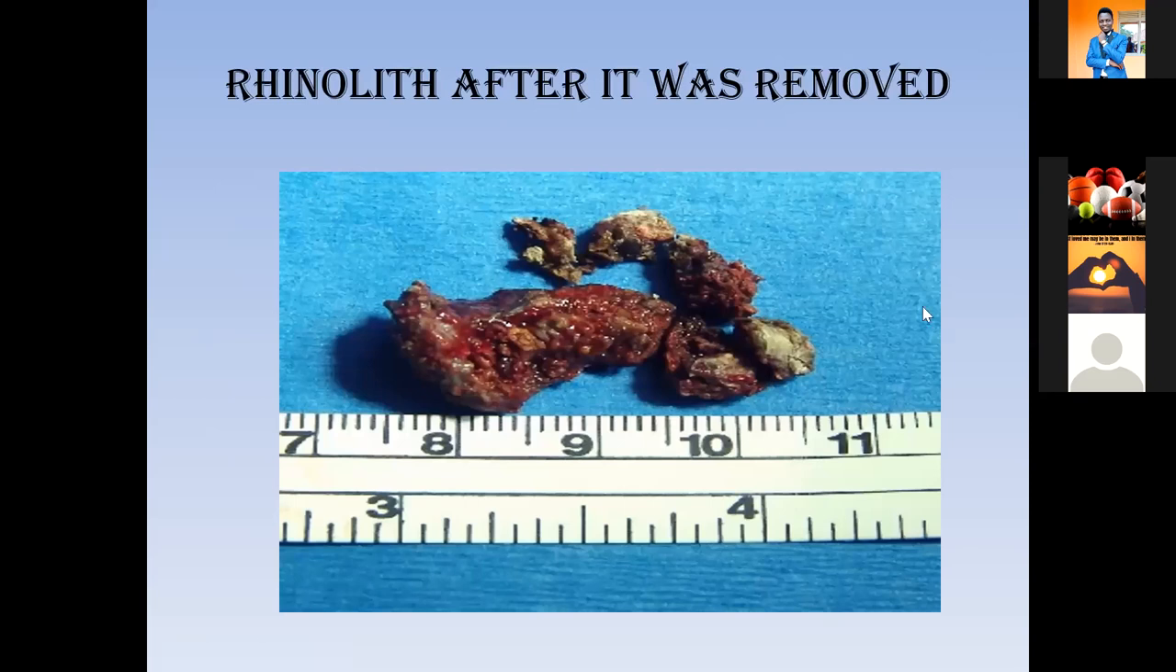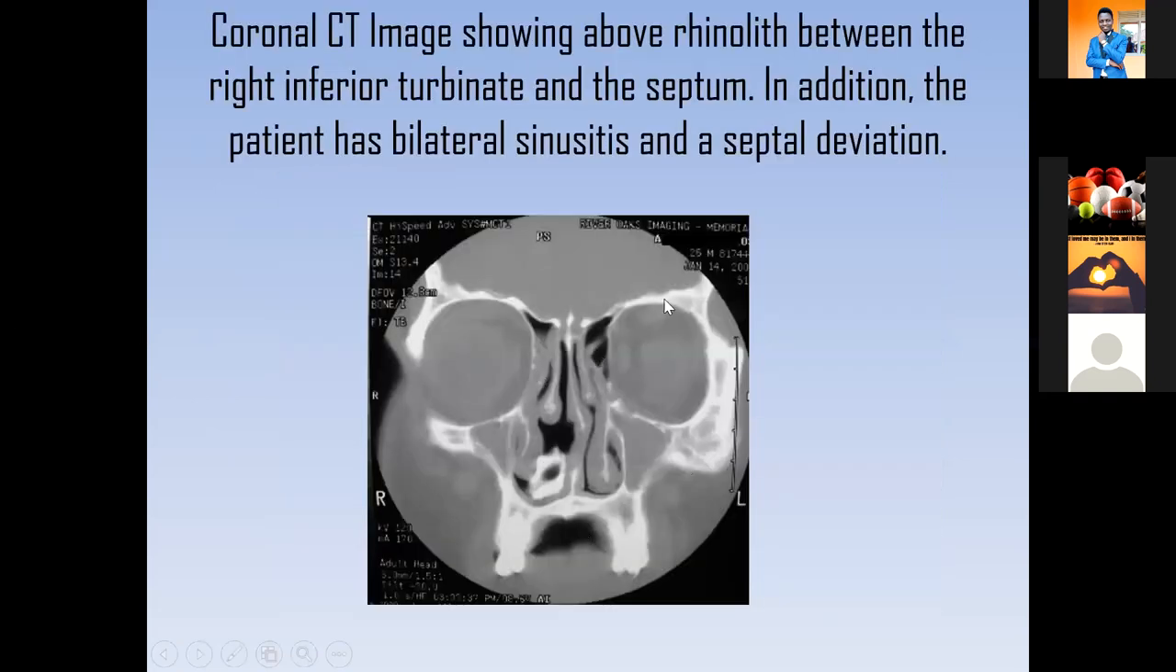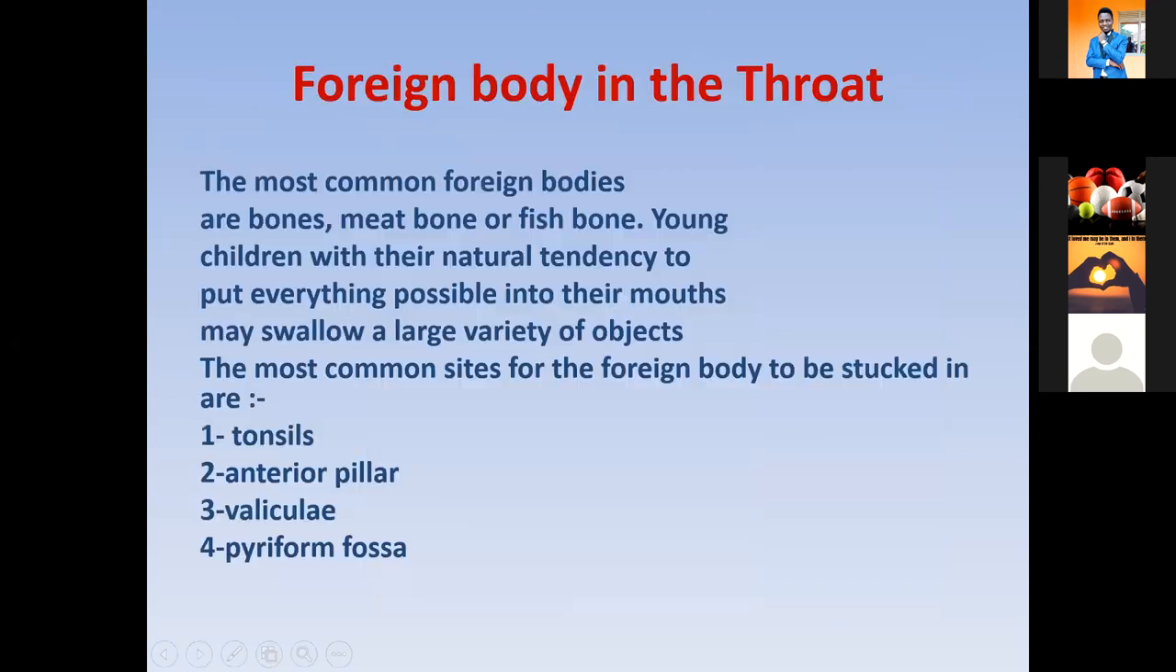And a rhinolith after removal. This one has been removed endoscopically. And as you can see, this is a CT scan image, bone windows. You can see that the rhinolith, because of the salt, is radiopaque. You see? So this is a rhinolith image in an adult.